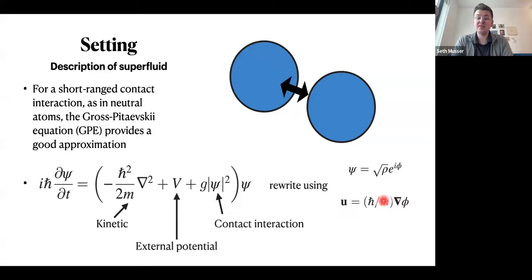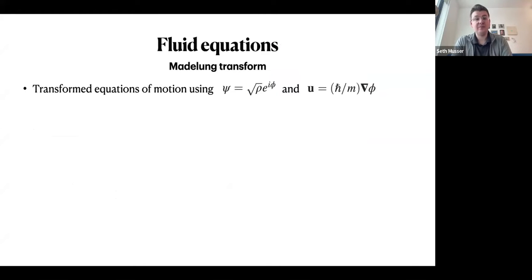And we'll take this vector valued function u to be the gradient of phi. And you'll see why I call it u in a little bit. So when we do this, we can transform the GPE from a single complex equation of motion into two real valued ones. This is known as the Madelung transform, and probably many of you are familiar with it.